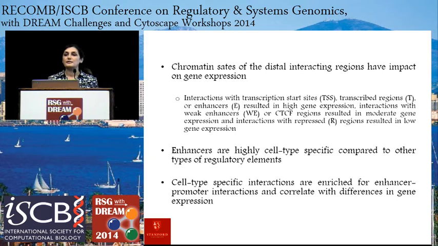Chromatin states of distal interacting regions have an important impact on gene regulation. As I showed you, wherever we had a promoter connecting to an enhancer or transcribed region, we got more transcription, more gene expression, and wherever we had a connection between a promoter and a repressor, we got suppression of gene expression. Enhancers are highly cell-specific compared to other types of regulatory elements, and the interactions between promoter and enhancer were the most specific interactions in the cell. So basically cell-specific interactions.